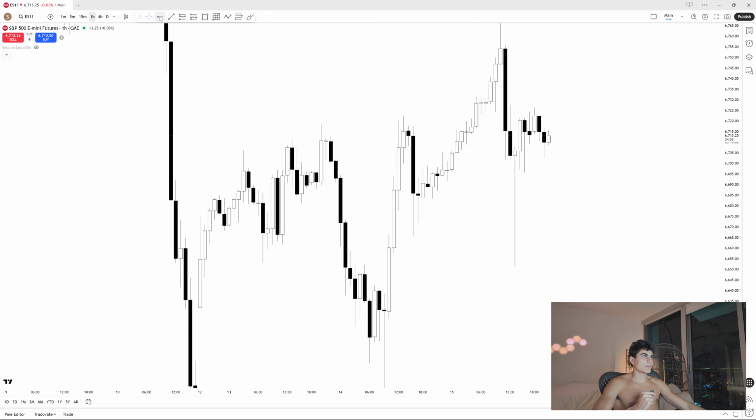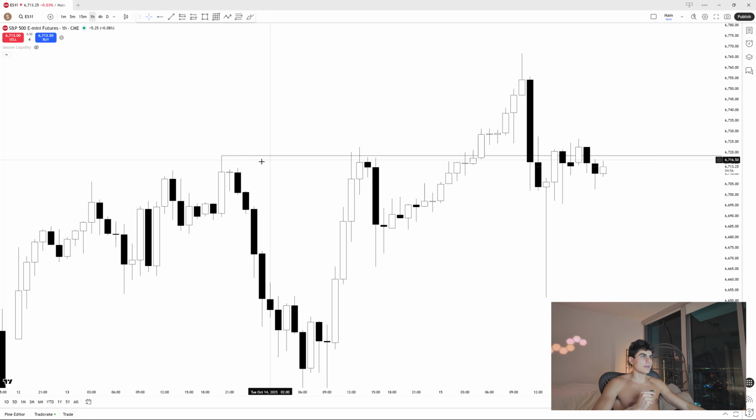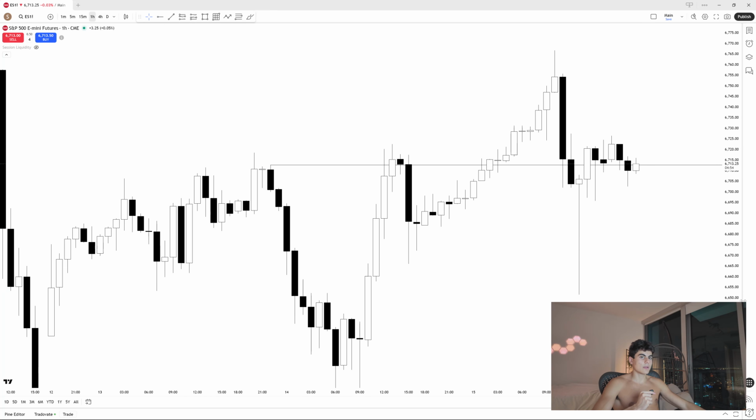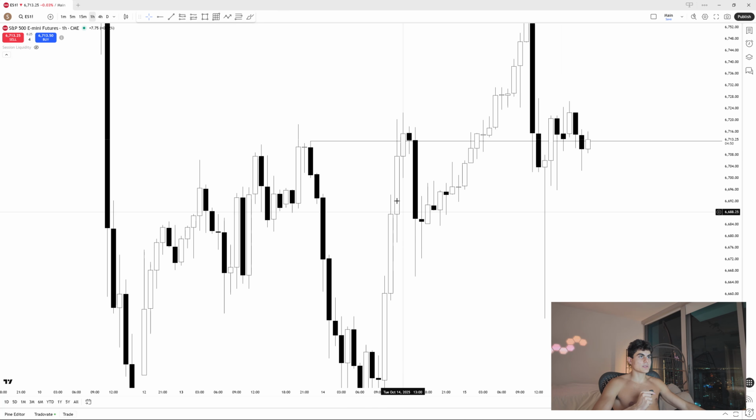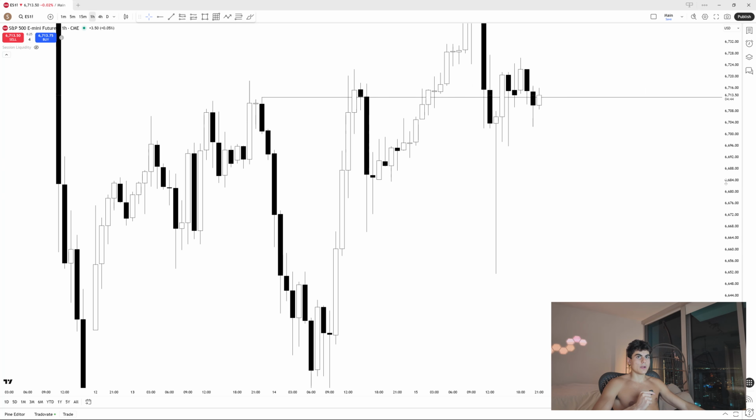What is this right here? This is a high, okay? A move up and a move down. It's a high. What does price do? It comes up, sweeps the high, gives us legs lower. Liquidity sweep, reversal, all right?